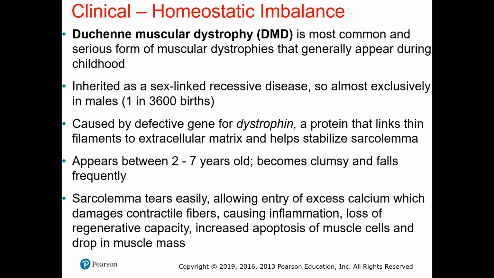then we have a condition known as Duchenne's muscular dystrophy. There are a variety of muscular dystrophies, but Duchenne's is the most common and the most well-known. It is a sex-linked recessive disorder, meaning it's passed on through the X chromosome. It generally shows up almost completely in males only. It's passed on from the mother. She doesn't exhibit the symptom, but she passes it on to her male offspring.